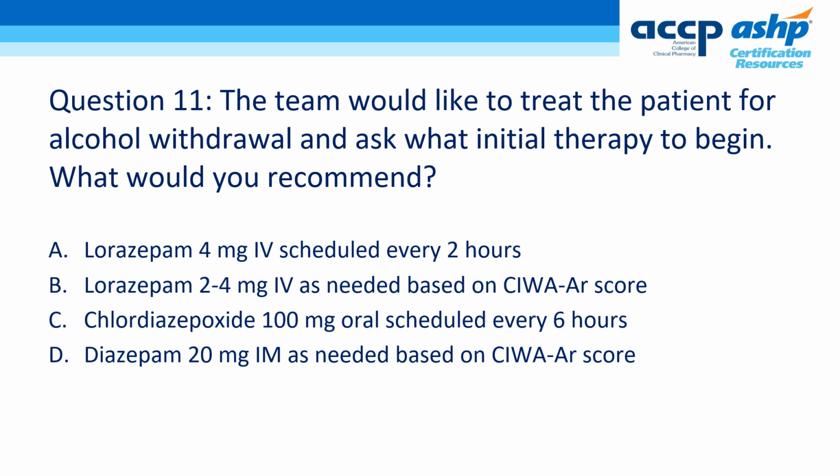A, lorazepam, 4 milligrams intravenous, scheduled every 2 hours. B, lorazepam, 2 to 4 milligrams intravenous as needed based on your CWAS score. C, chlordiazepoxide 100 milligrams oral scheduled every 6 hours, or D, diazepam at 20 milligrams intramuscular as needed based on your CWAS score.